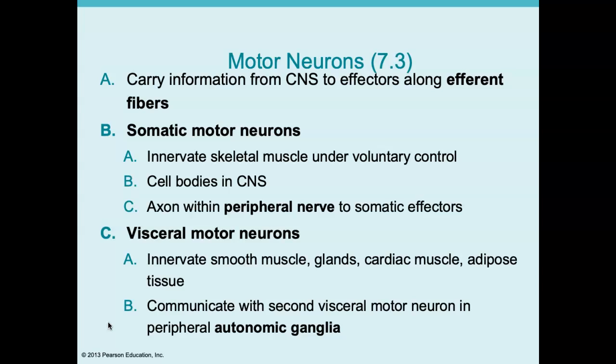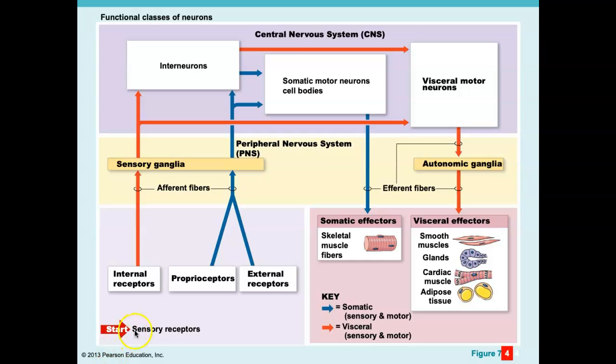Some that is voluntary, that would be somatic motor neurons. And some that is involuntary, that would be like the visceral motor neurons, the automatic stuff we have no control over. And that would be the skeletal and smooth muscle and the glands. So you might want to pause here to look at this graphic to understand the neurons.